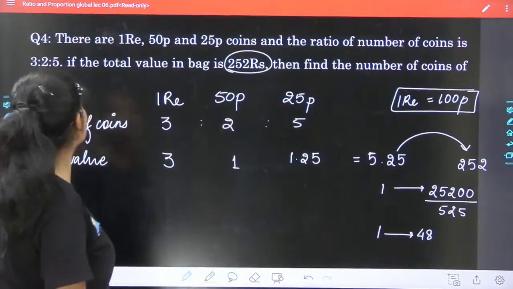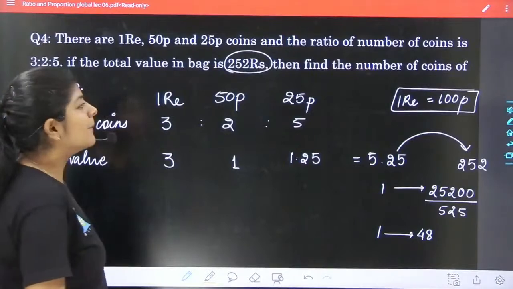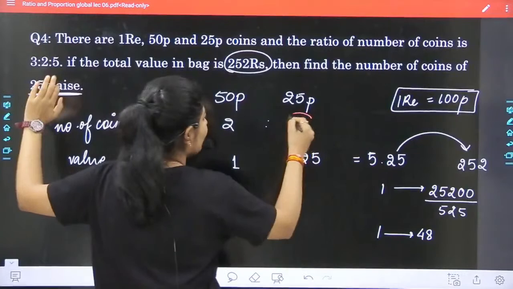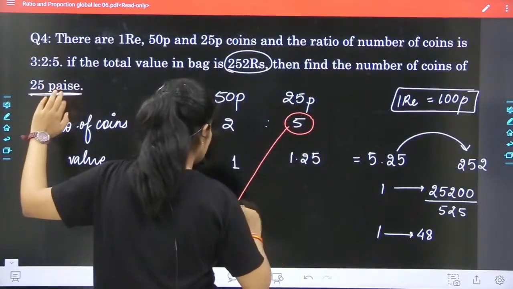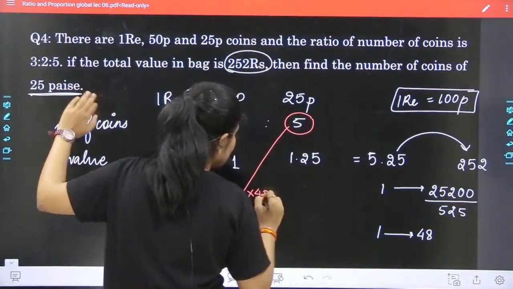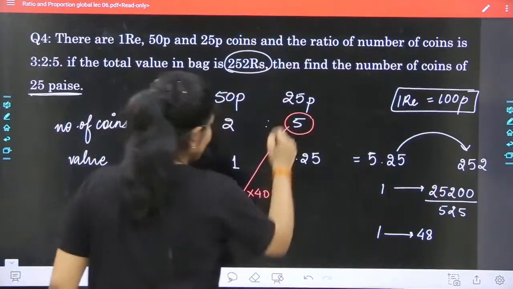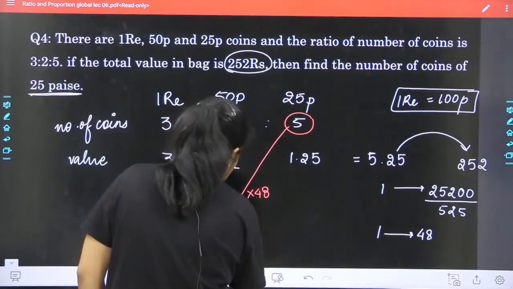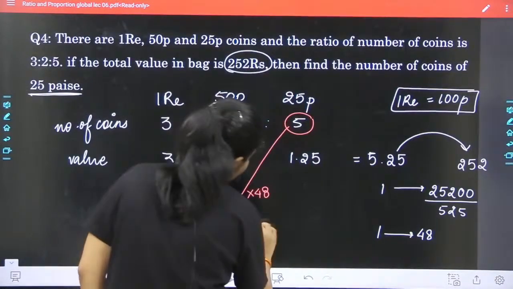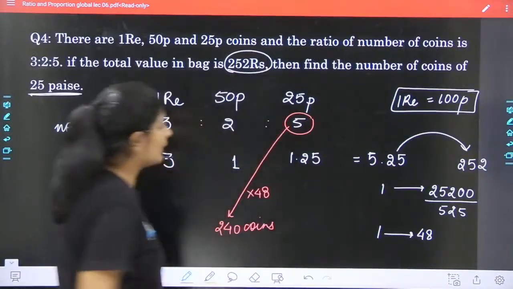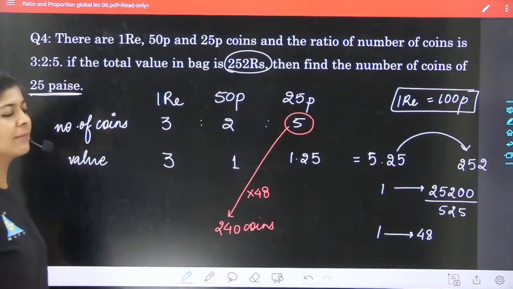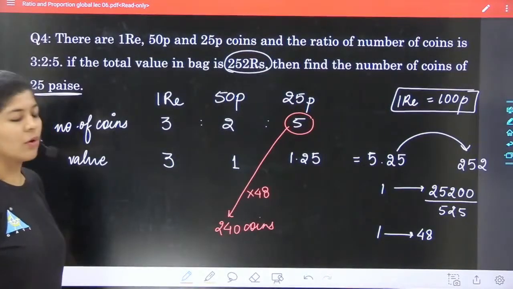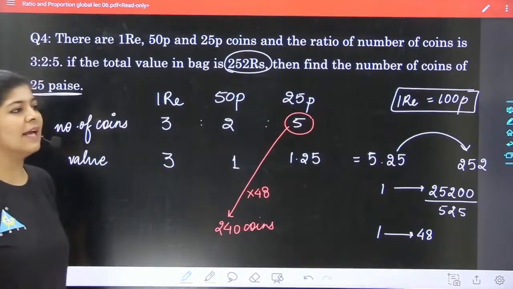Now what we have to find out? We have to find out the number of coins of 25 paisa. That means I have to multiply this term by 48 so that we can find the number of coins. When I multiply this term by 5, I get 240 as my answer. I am having 240 coins of 25 paisa in my bag.